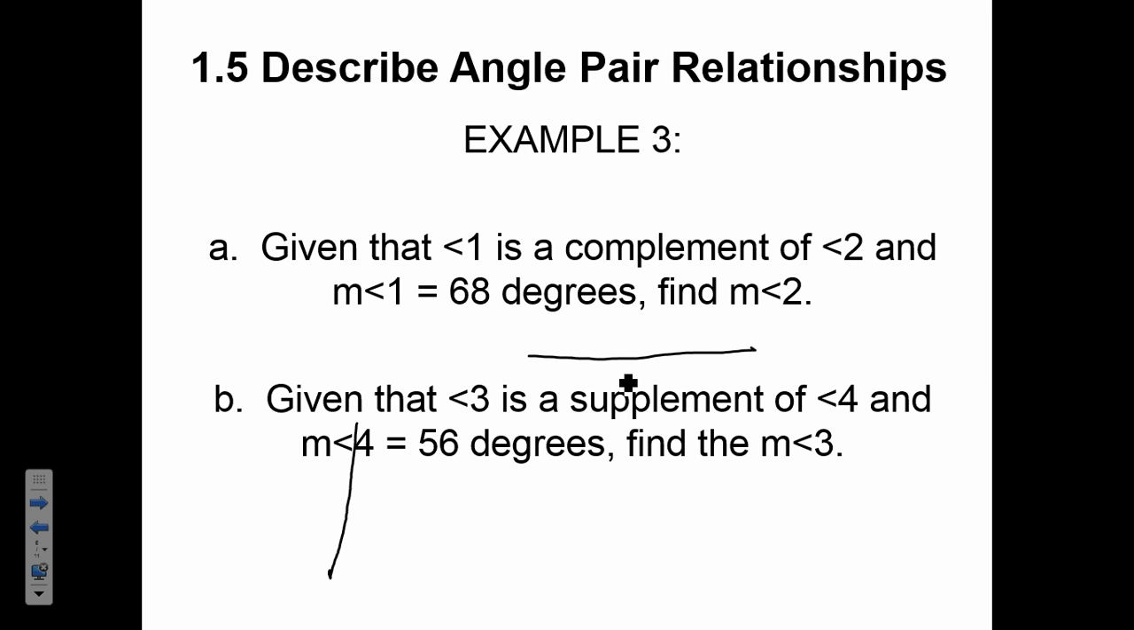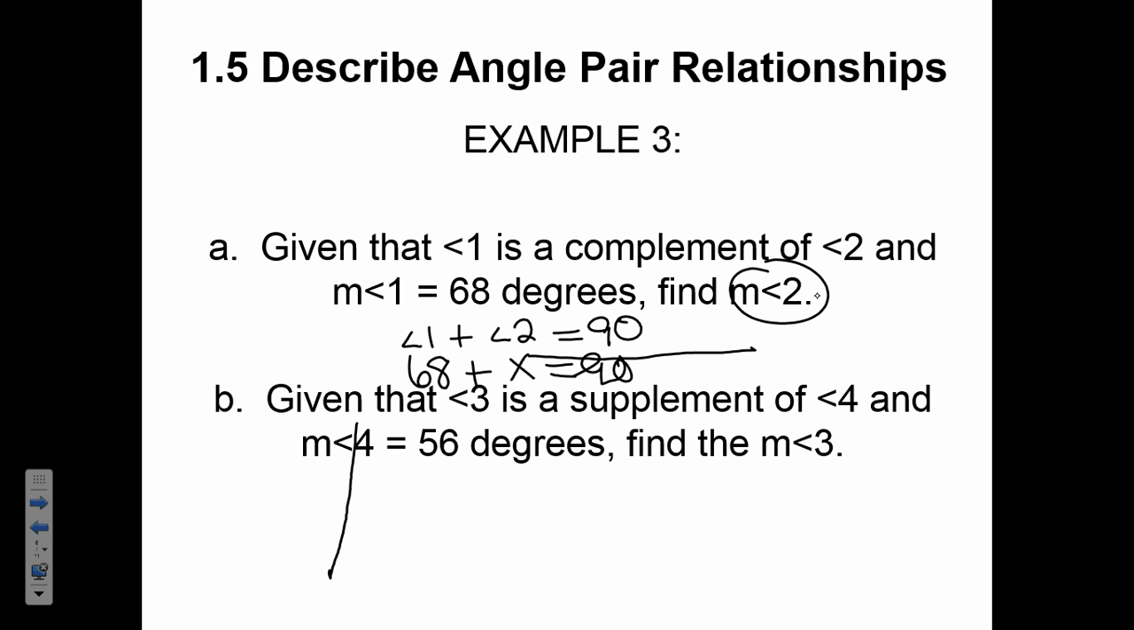Given that angle 1 is the complement of angle 2, that means that they add up to 90. So if these two add up to 90 degrees, to find angle 2, I know that angle 1 plus angle 2 equals 90. So if angle 1 is 68 degrees, 68 degrees plus x equals 90. And you can hopefully use a little bit of common sense here and say, all I need to do is just subtract them.